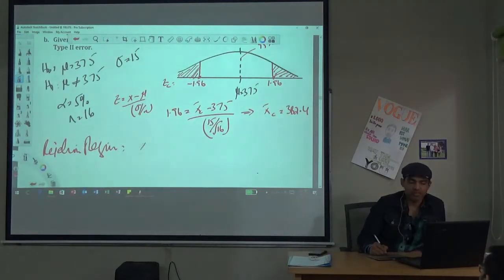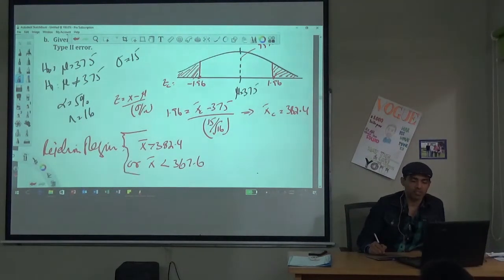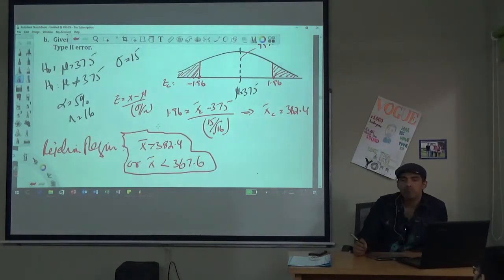So your rejection region comes out to be: your X bar should be either greater than 382.4 or less than 367.6. That's your rejection region. So any sample mean that falls in this region will compel you to reject the null hypothesis and accept the alternative hypothesis. Are you good? Any questions?